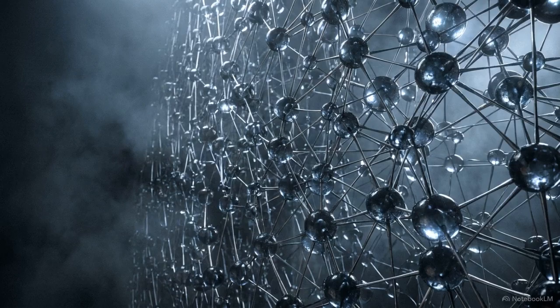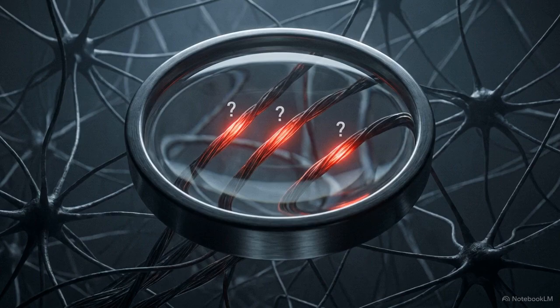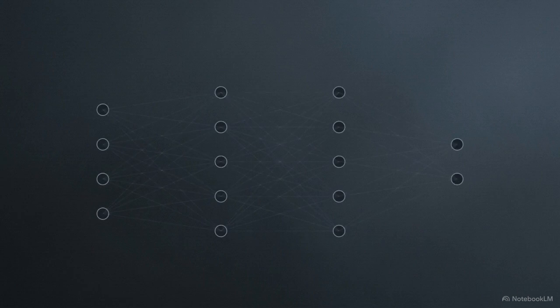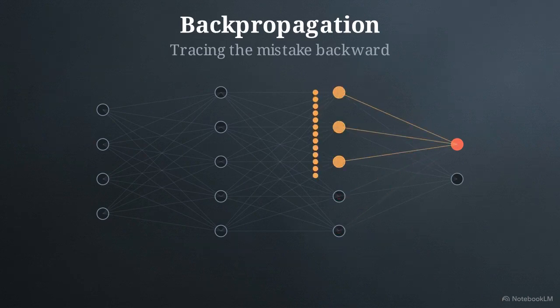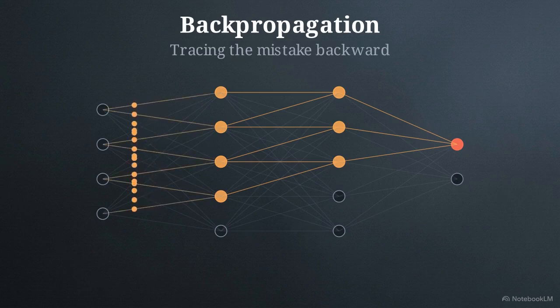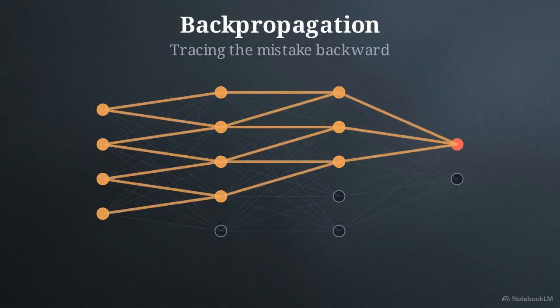Walking downhill sounds simple, but a modern network has millions, sometimes billions of weights. The system needs a way to know exactly which specific weights to change, and by how much. This is where backpropagation, or backprop, takes over. Backprop is a method of tracing the mistake backward. It starts at the final output layer and flows in reverse toward the input, assigning a specific share of the blame to the individual connections that caused the error. Weights that contributed heavily to the wrong answer receive larger mathematical adjustments. Weights that were correct are left completely alone.